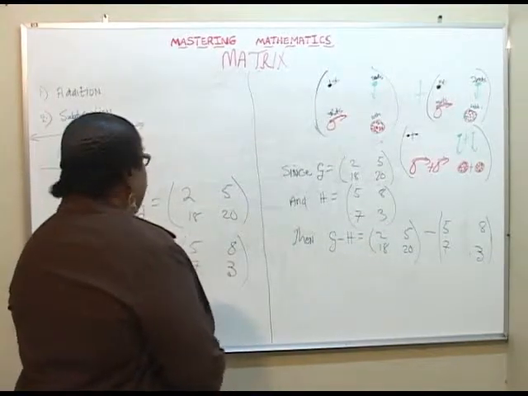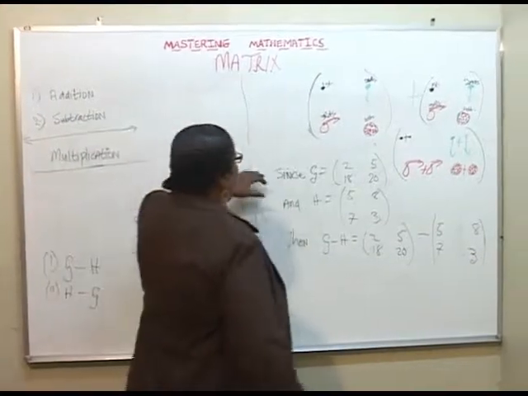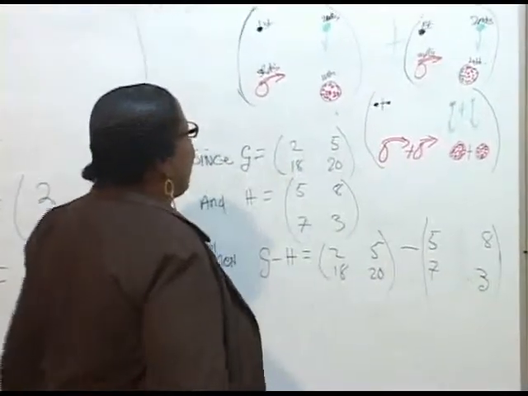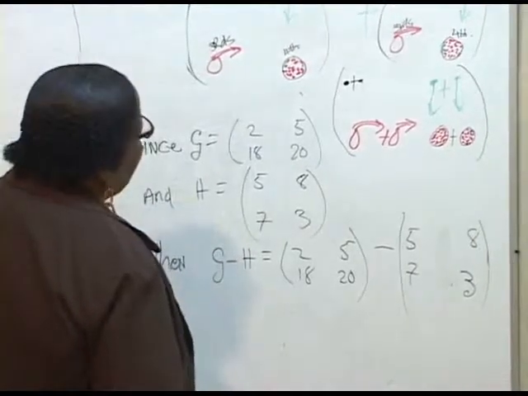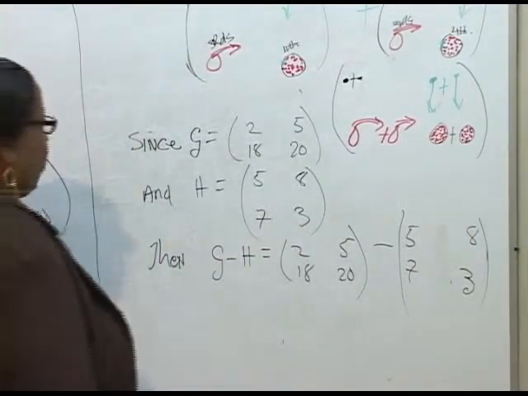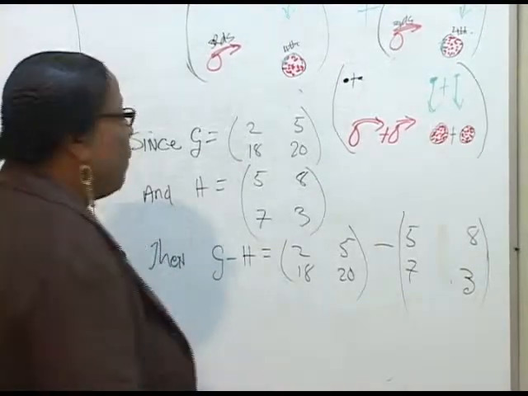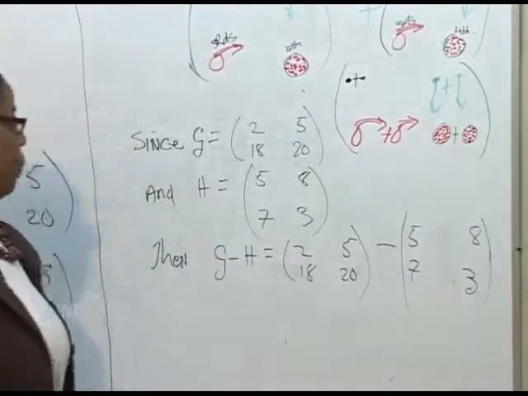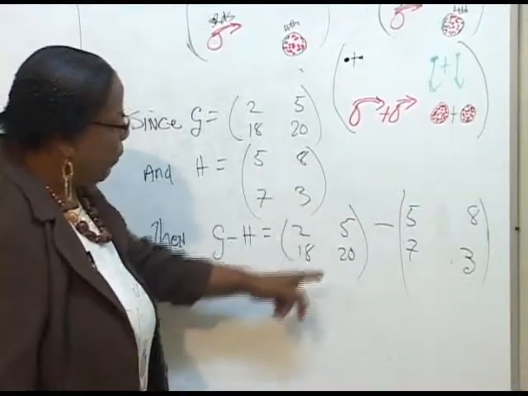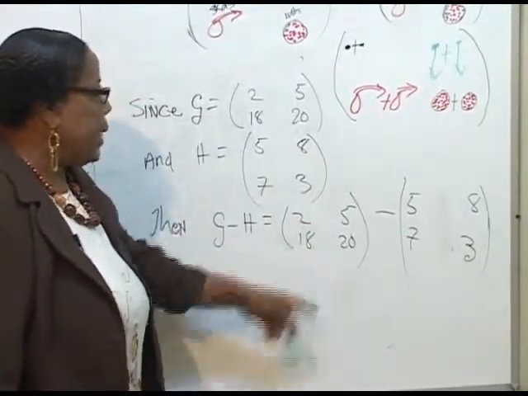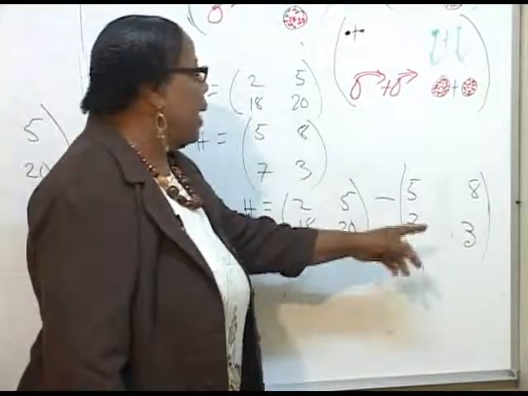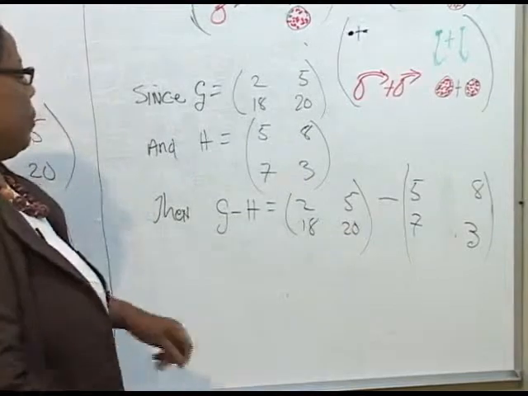So here we have it again. We would have been writing, since G is equal to 25, 18, 20, and H is equal to 5, 8, 7, 3, then G minus H would have been equal, write the G number first, 25, 18, 20, and it is minus 5, 8, 7, 3.